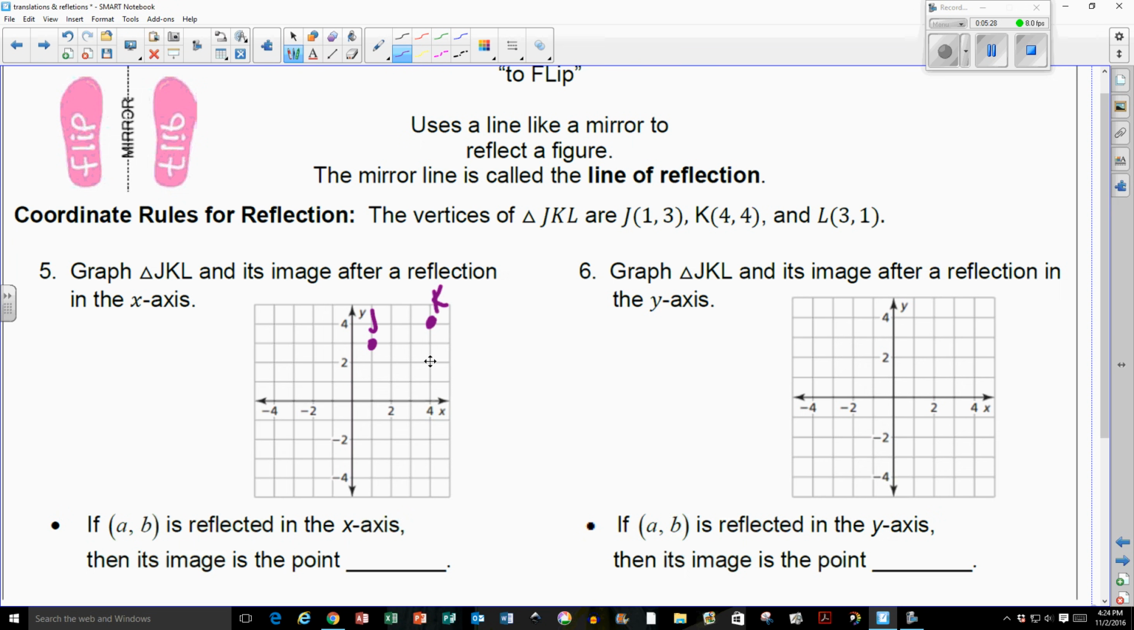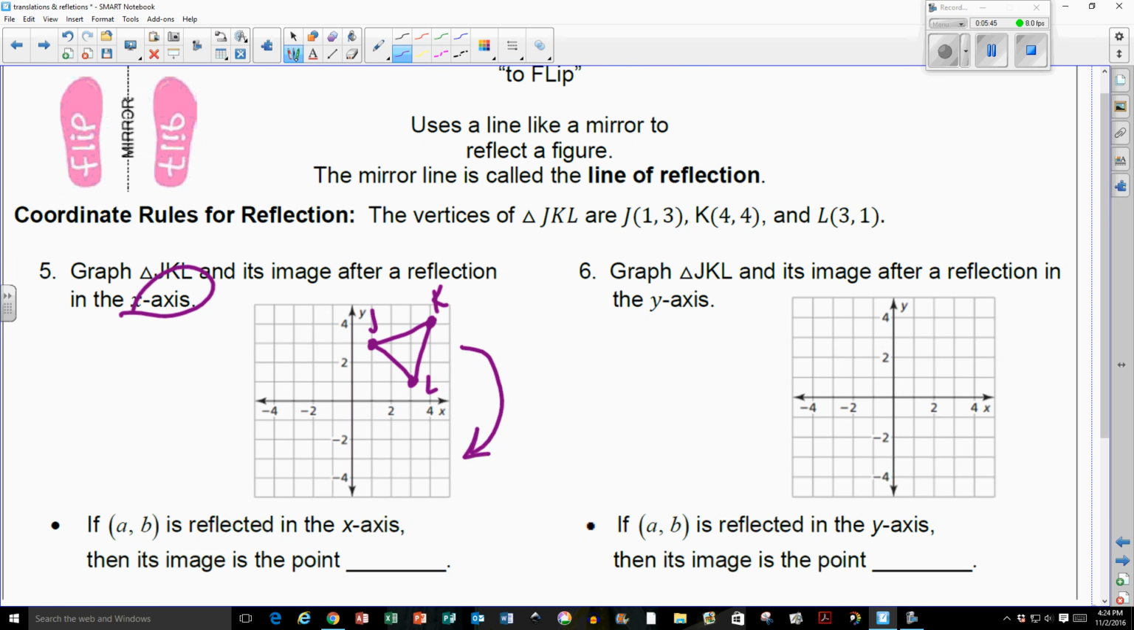There is K, and (3, 1) is L. So here is J, K, and L. They want me to reflect over the x-axis. So that means I'm going to go from here to here because I'm reflecting over the x-axis.